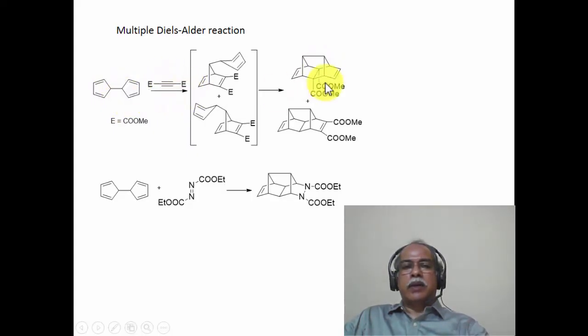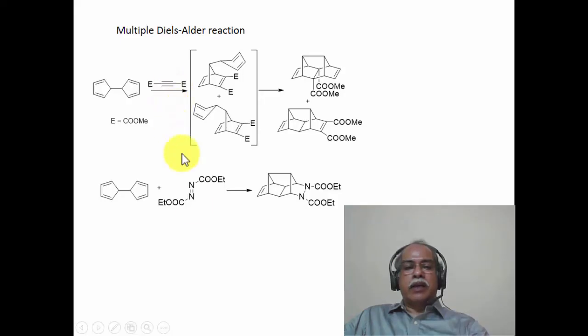The acetylene dicarboxylate has undergone Diels Alder reaction 2 times, once with the cyclopentadiene on this side, another time with the cyclopentadiene on this side, as if the dimethylacetylene dicarboxylate has come in between these two cyclopentadiene rings to undergo the Diels Alder reaction twice. On the other hand, in this particular case, it has undergone the Diels Alder reaction only once to produce this bridged cyclic system of this kind.